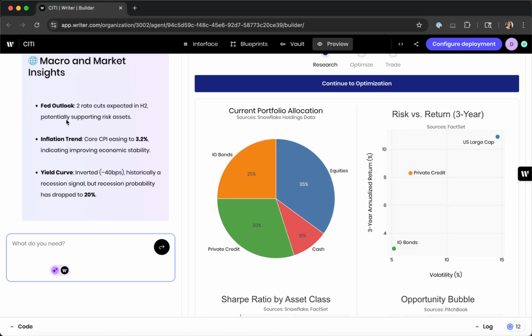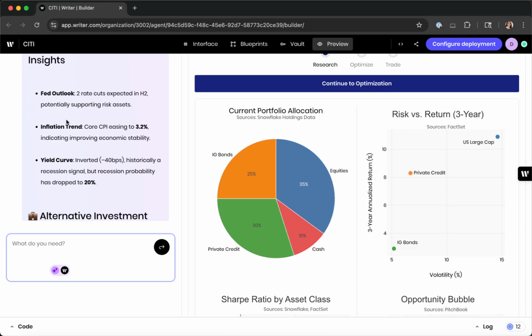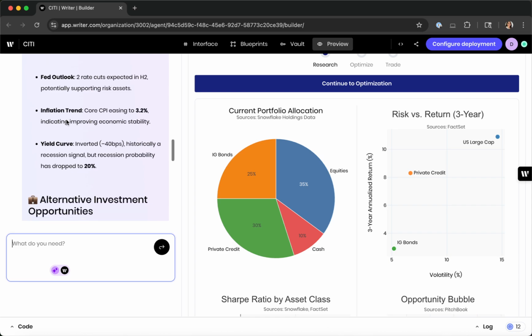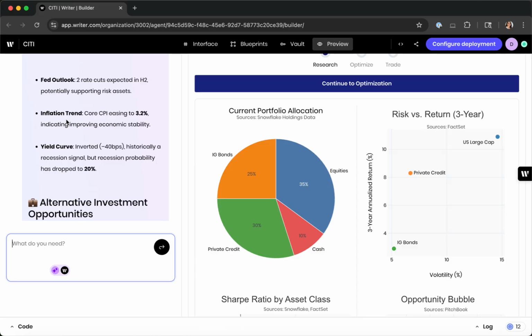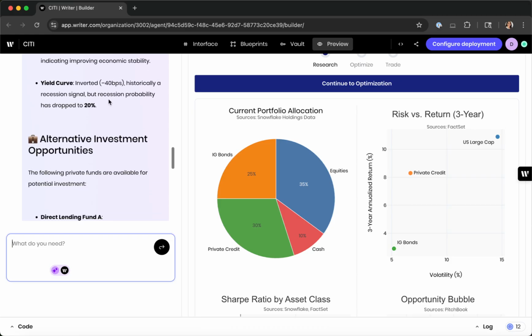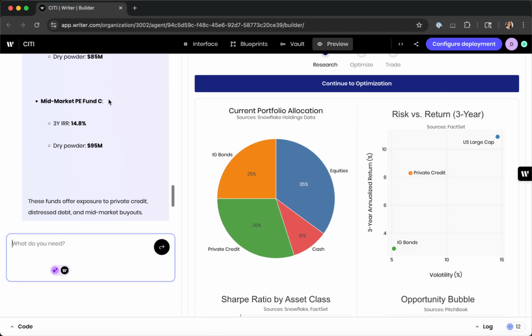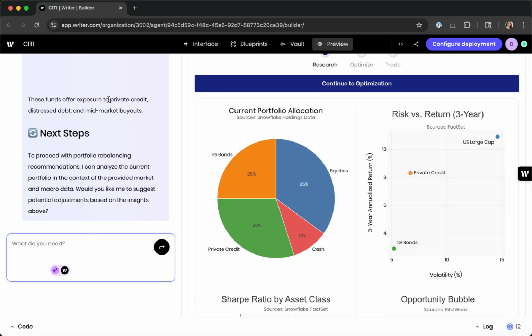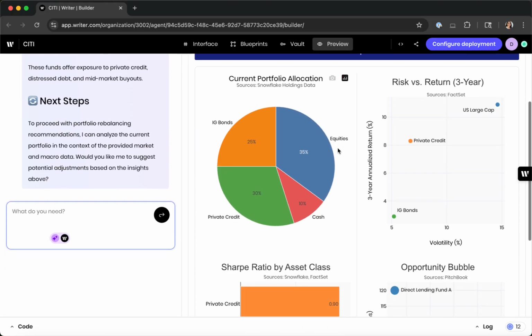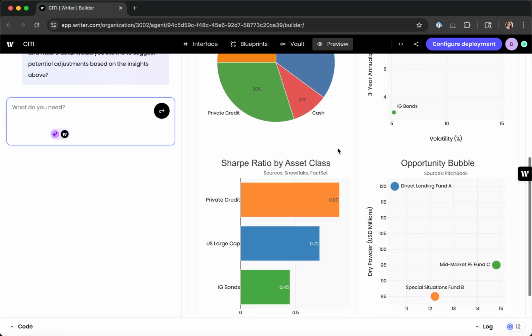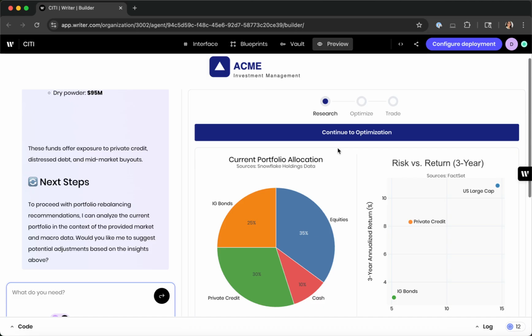macro and market insights both from FactSet as well as internal tools like PM notes, emails where analysts share their views, where in here you see that the house view is 2 rate cuts expected by the Fed, as well as pulls information about different private credit funds that are available and gives you next steps, right? And here it generated a number of charts and information that it used to provide this full portfolio analysis.